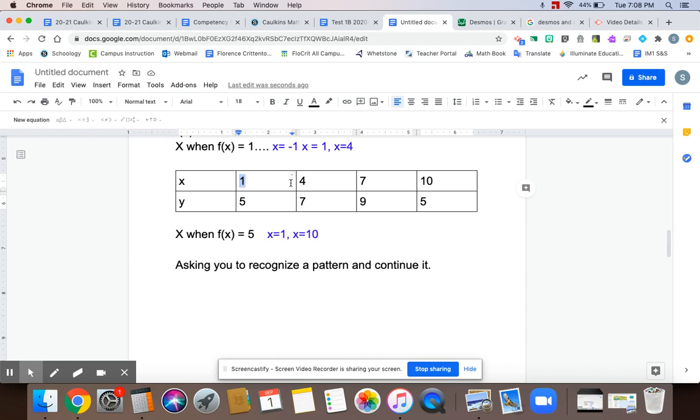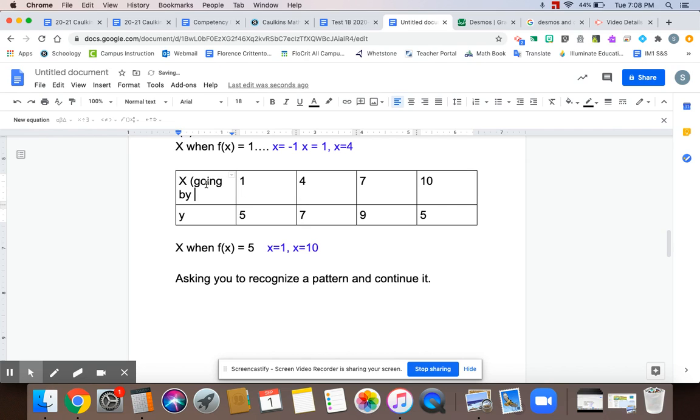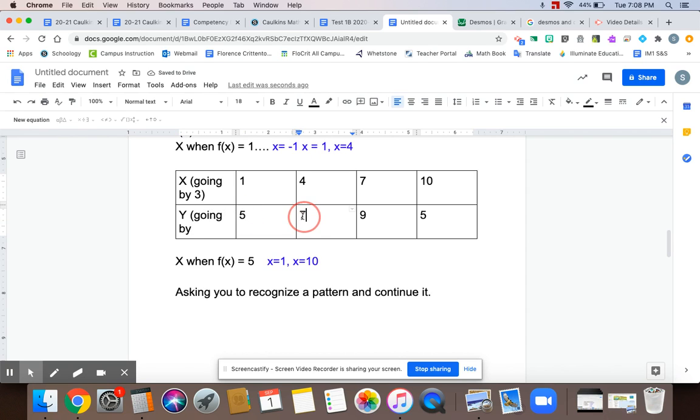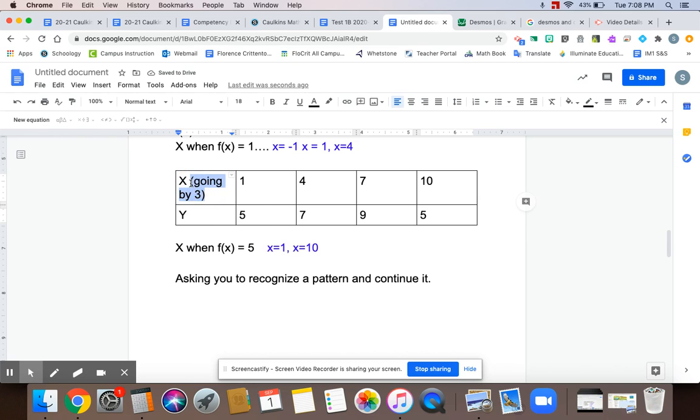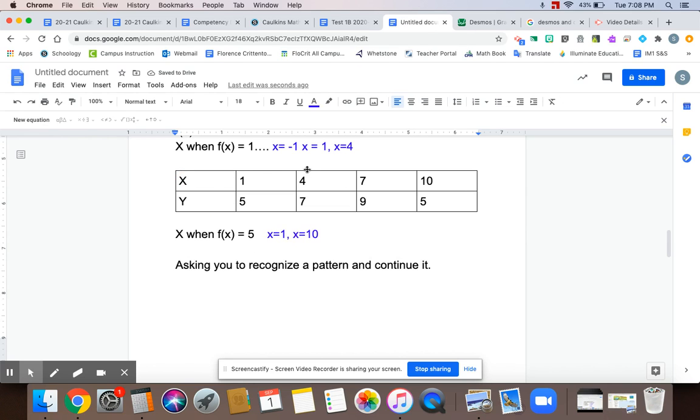So if I go from 1 to 4, that's adding 3. 3 more is 7. 3 more is 10. So my x's right now are going by 3. And so they have a pattern. But then if I watch my y's, are they going by something? Well, from 5 to 7, that's up 2. Up 2 more is 9. So it looks like it's going up by 2, but then it gets to this 5, and that's not 2 more up. So then there's no pattern because one of them messed up. And because there's no pattern, I cannot guess. So if I were to ask you one of the ones not on this table, you cannot make a guess.